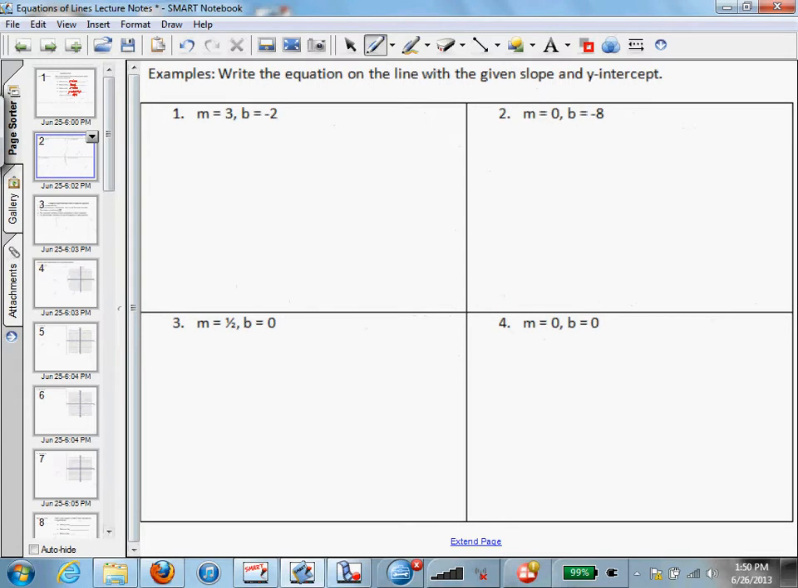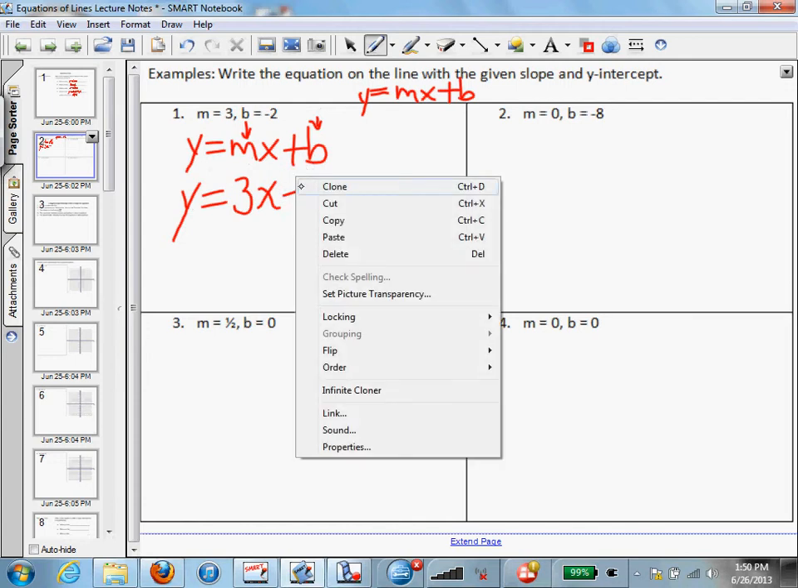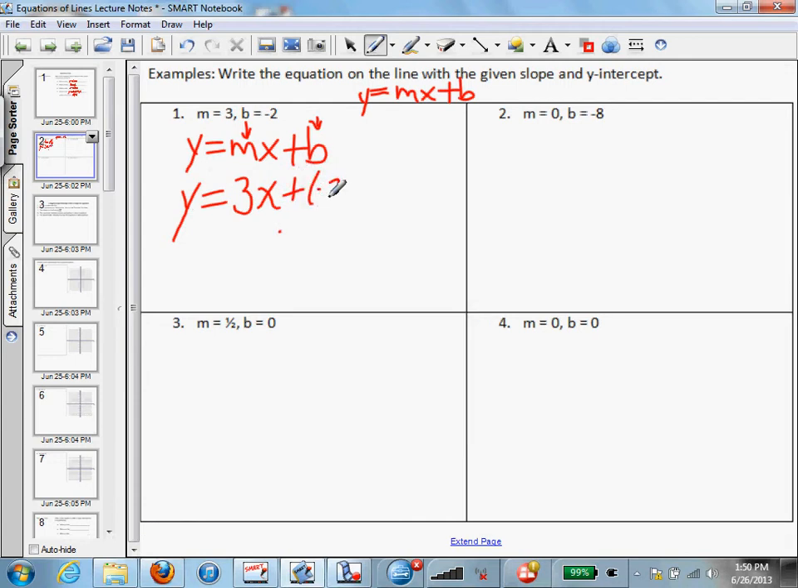So we want to write the equation of the line with the slope and y-intercept. So remember we have y equals mx plus b, where we have m as the slope and b as the y-intercept. So we're going to replace m and b with the given information. Y equals m is 3, x plus b, which in this case is negative 2. So we have y equals 3x minus 2.